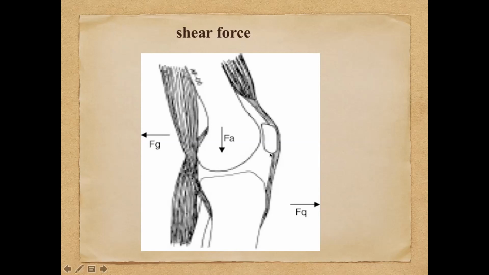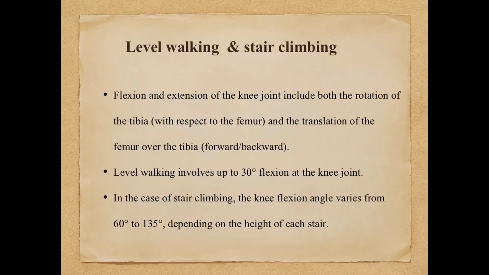Both anterior and posterior shear forces translate the femur over the tibia in the respective direction. These resulting movements are restrained by the ACL. Now coming to level walking and stair climbing in knee flexion and extension. Flexion and extension of the knee include both rotation of the tibia with respect to the femur and translation of the femur over the tibia, forward and back.